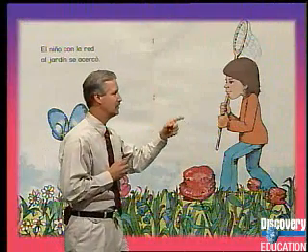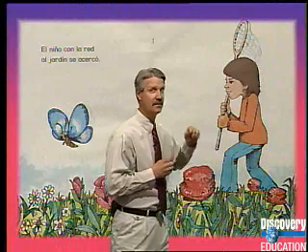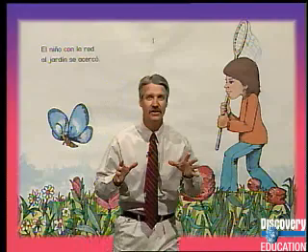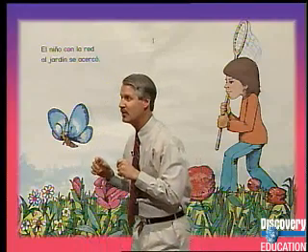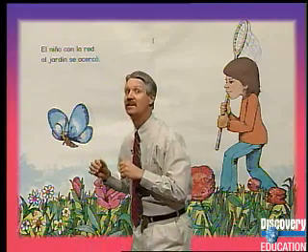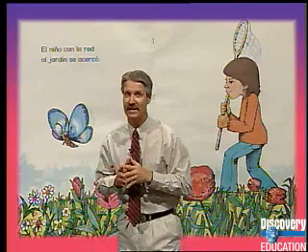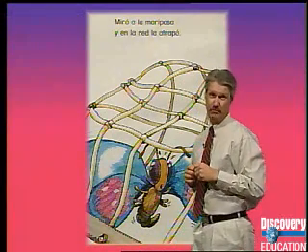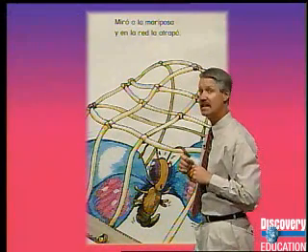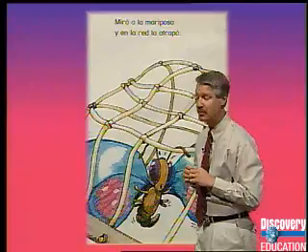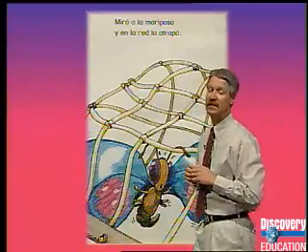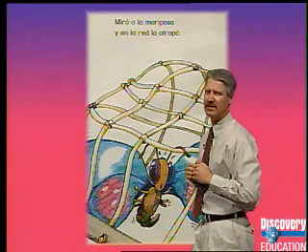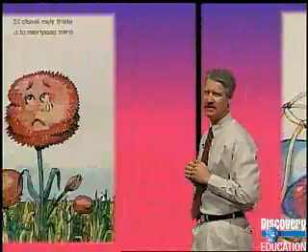But wait, what's happening here? El niño con la red. Yeah, al jardín se acercó. So here he comes into the garden. And he's sneaking up. What do you think he's going to try to catch? Yeah, that's right. Let's see what happens. Miró la mariposa en la red, la atrapó. So here it is. He caught it in his net. Oh, and look at the mariposa. Looks all surprised and not very happy. How do you think everybody in the garden is going to feel about this?